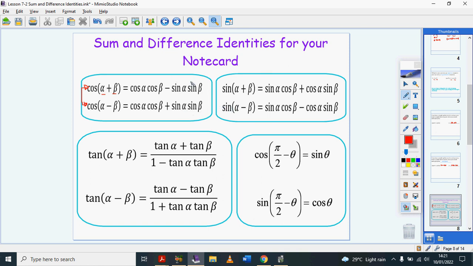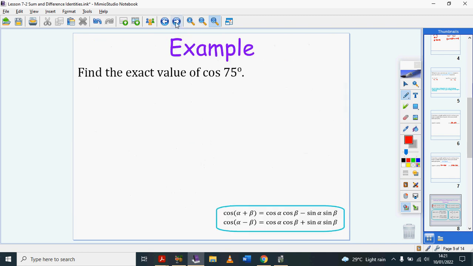But these are the sum and difference identities that we're going to use, and it's important that they're on your note card, because I don't expect any of you to memorize all of these, except if you're me, or if you studied, I don't know how many years ago I studied, because we had to memorize all of this, so lucky you. So let's start with this one, the value of cosine 75.